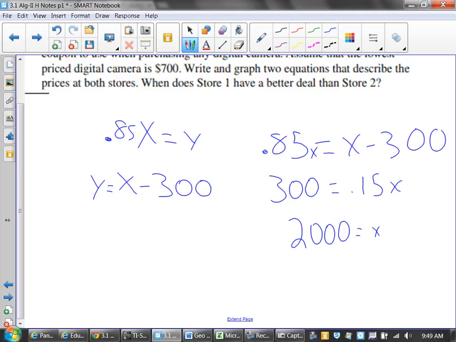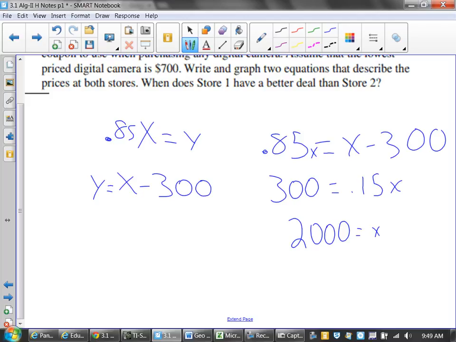At $2,000, it's the exact same cost at both stores. If you're buying a camera for $2,000, it's the same price overall. Okay? Now, all you have to do is figure out which one gives you a better deal above it, and which one gives you a better deal below it. So pick a number bigger than that, and that's where you shop. Pick a number smaller than that, and that's where you shop.